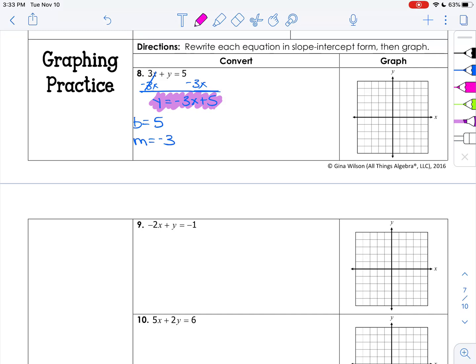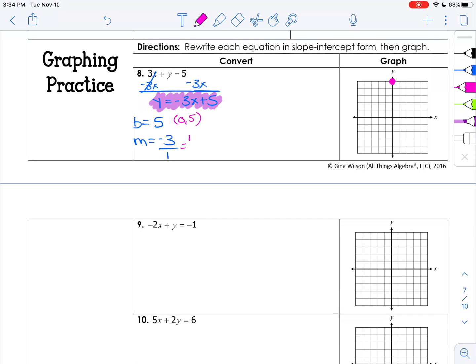To graph our y-intercept of 5, we plot the point (0, 5). So on our graph, (0, 5) is here. Then we use our slope, which needs to be written as a fraction, so we place it over 1: negative 3 over 1.